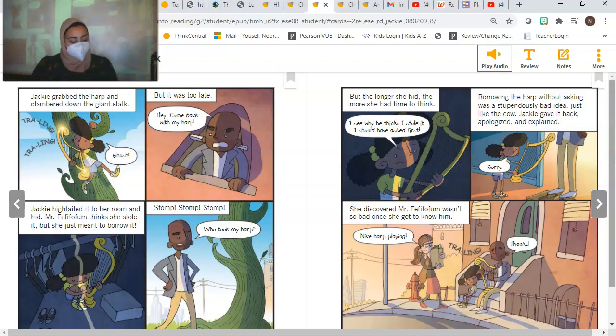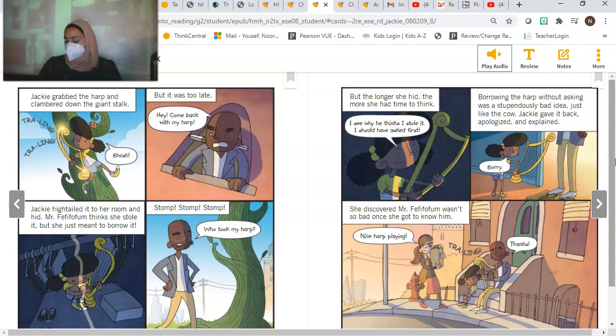What do these actions tell you about Jackie? No, but what are these actions about her apologizing and telling the truth? What does that tell us about her? That she's honest. Okay. And she learns from her mistakes. She realizes she shouldn't have taken the harp without asking. Some people just cannot admit when they're wrong. Even if they know they're wrong, they can't say it out loud. But can she? Yes. Is it easy to say that you're wrong? No. Sometimes it's hard to say that you messed up or you did the wrong thing, right?